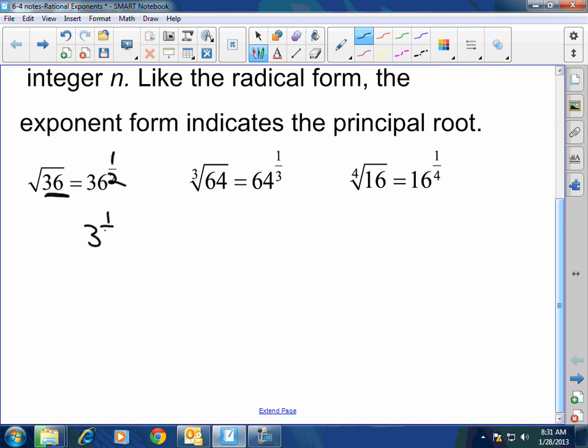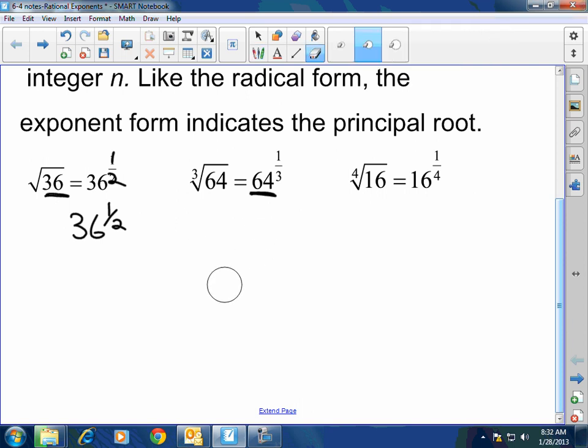So the base here is 36 to the first power, and the root is 2. So I have 36 to the 1/2. Okay? Cube root of 64. So my radicand, 64 to the 1/3. Yes, I know that this could be simplified and the answer would be 4, but we're not going over that right now. We're just going over the skill of how to go from a radical to a rational exponent. 4th root of 16, the base of 16, the power of the radicand is a 1, the index is 4, so I've got 16 to the 1/4.